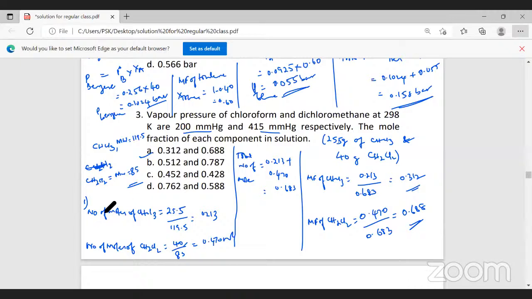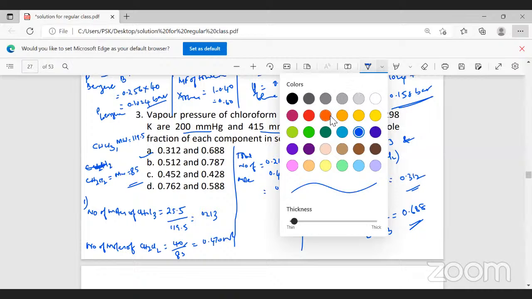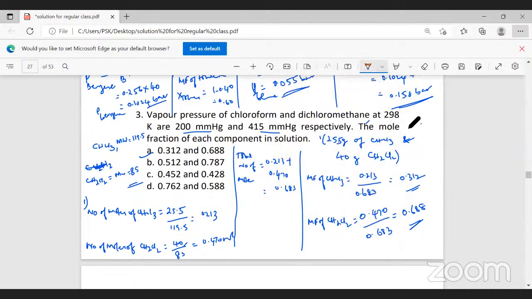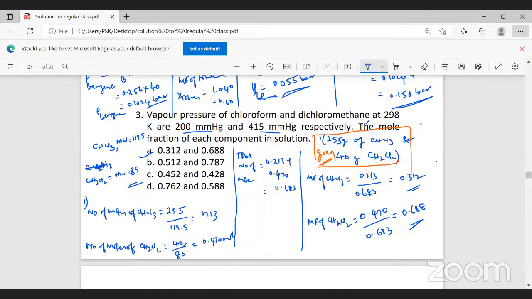I hope you followed this problem also. They're asking you to calculate the mole fraction of each of the components. So this was typed. This was not typed, so please remember, this was not typed. This is given in the question. Please pay attention to this. Can we continue, or any clarification with this problem? No.